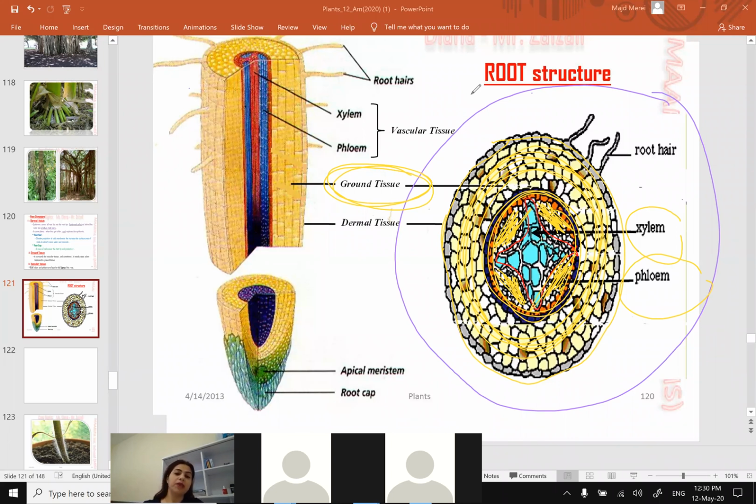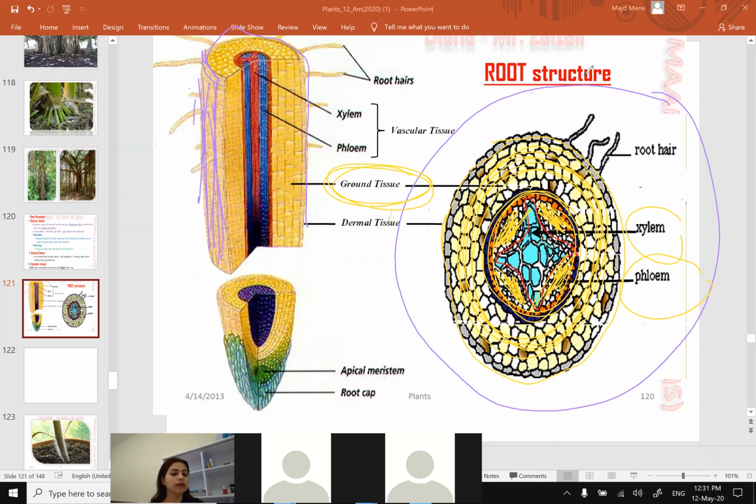The diagram at the left shows a longitudinal section within the root. Again, you should be able to label the three tissues. Let's start with the outermost one. I'm going to use this purple color. The outermost layer, notice it is only one cell thickness. What is the name of this tissue?